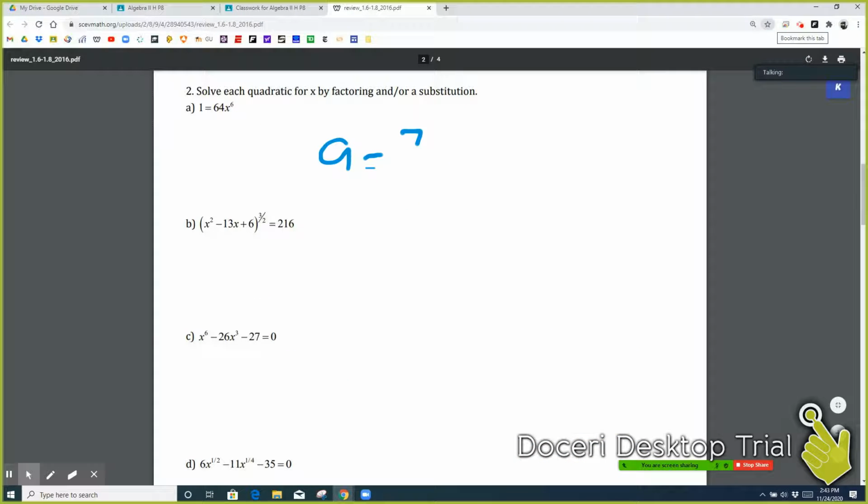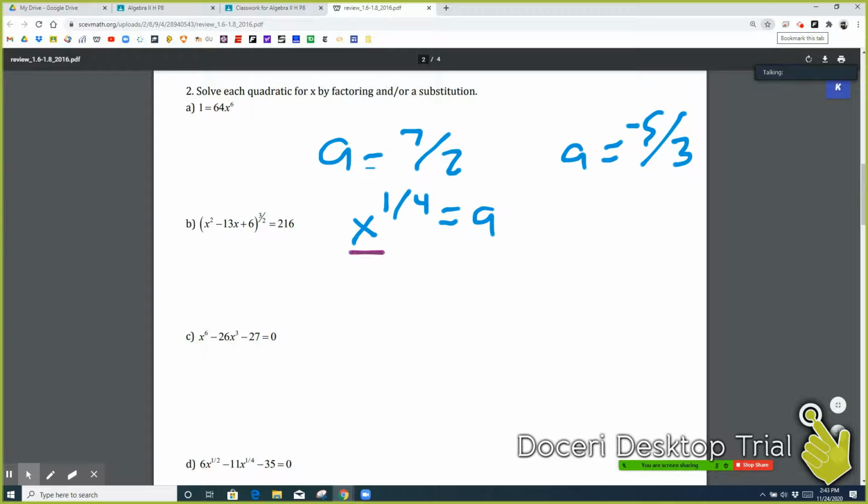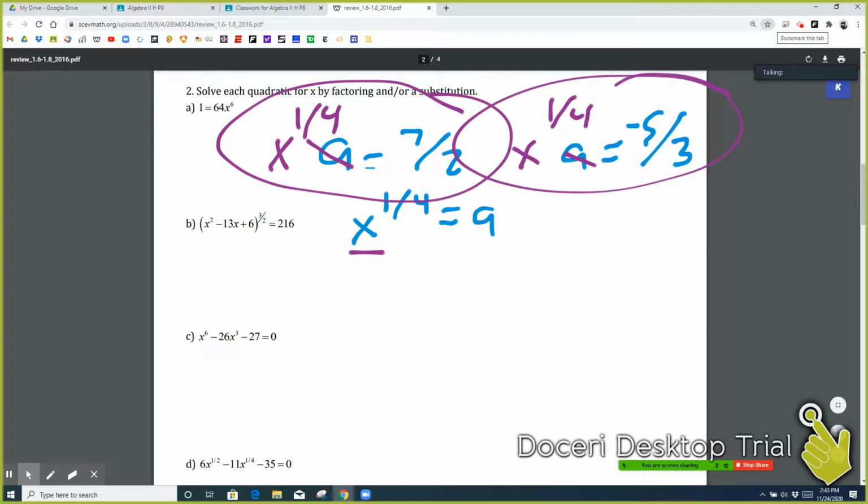So I have a is equal to 7 over 2, and a is equal to, I think it was negative 5/3. All right, I hope that was what it was. Wait, I could check. Yep, negative 5/3. Okay, and I know that x to the 1/4 is equal to a, so I'm going to plug that in. And now I'm going to solve these equations. So the way I would solve x to the 1/4 is equal to 7 over 2 is to raise both sides to the 4th power to get an exponent of 1 on my x.